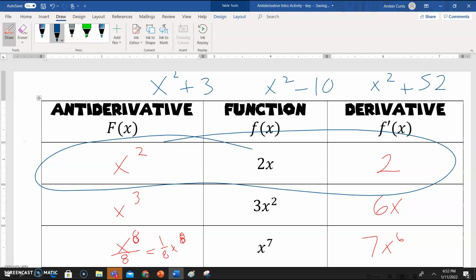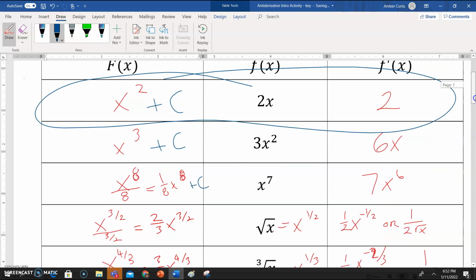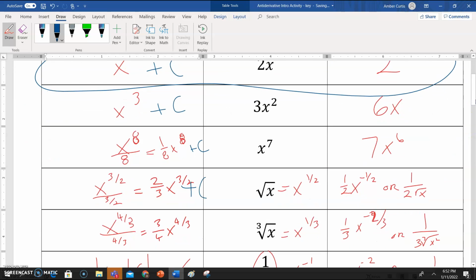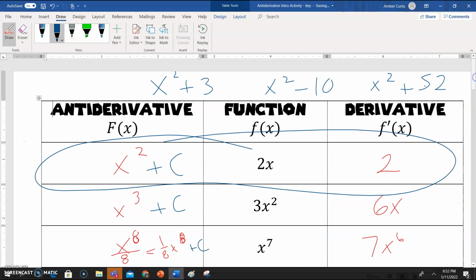So in the case of these problems, when we find the antiderivative, we will always say that the antiderivative is that function we found plus some constant. So we're going to go ahead and add that constant to every single one of our antiderivatives. Because the derivative of a constant is 0, so we don't actually know what our unique function is here.